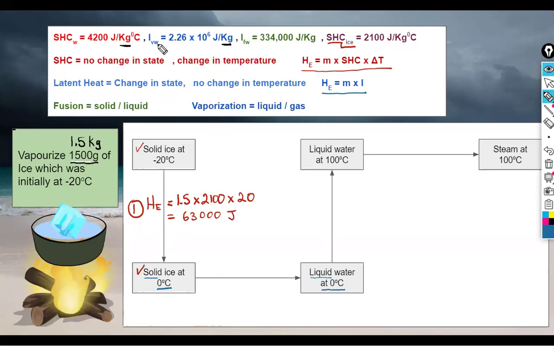And we have to use this value here, the latent heat of, no, not vaporization. This would be fusion. Fusion means we're dealing with latent heat, and it's changing from a solid to a liquid, or a liquid to a solid. So we have to use this value here, the 334,000. So for the second step, the heat energy is mass, which is still 1.5 kilograms, and the latent heat value is 334,000.